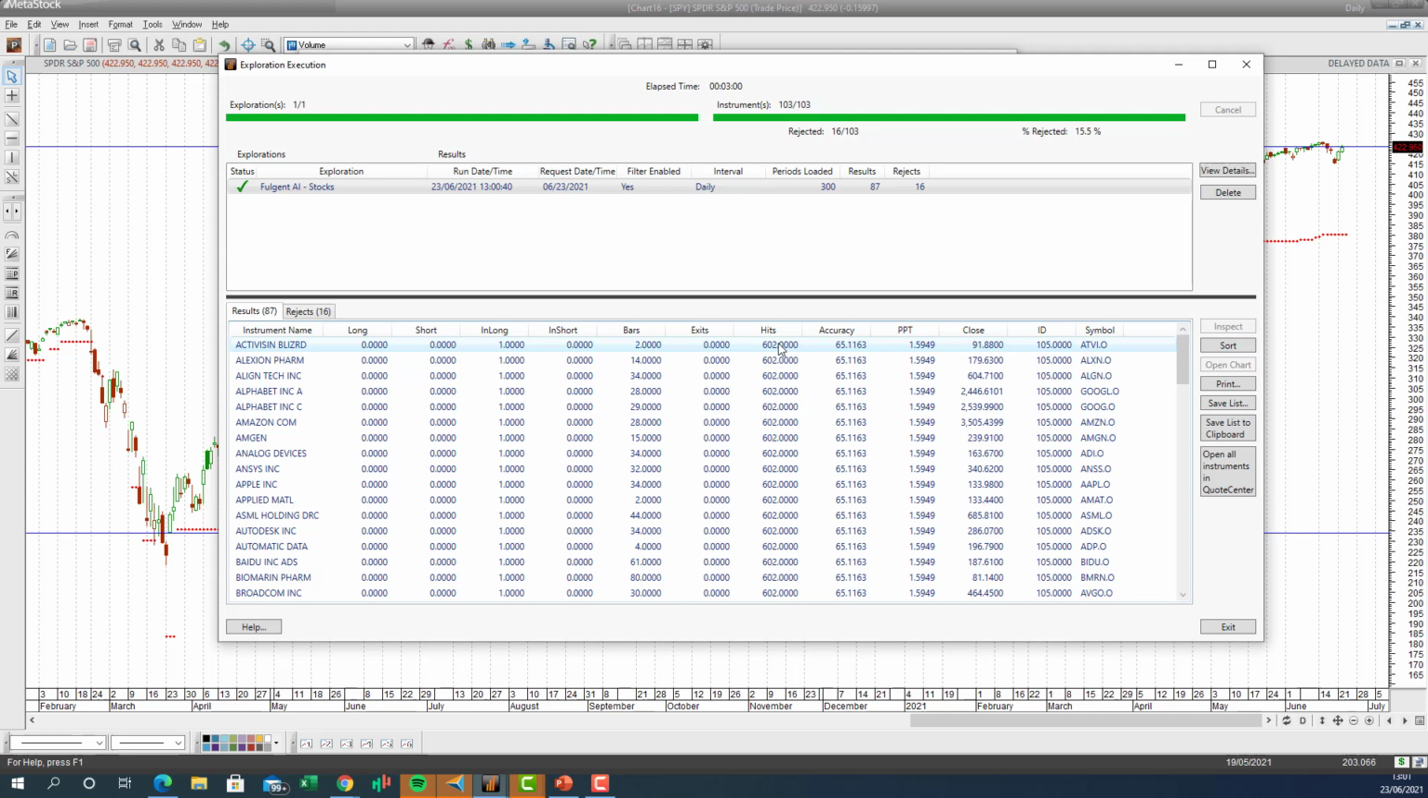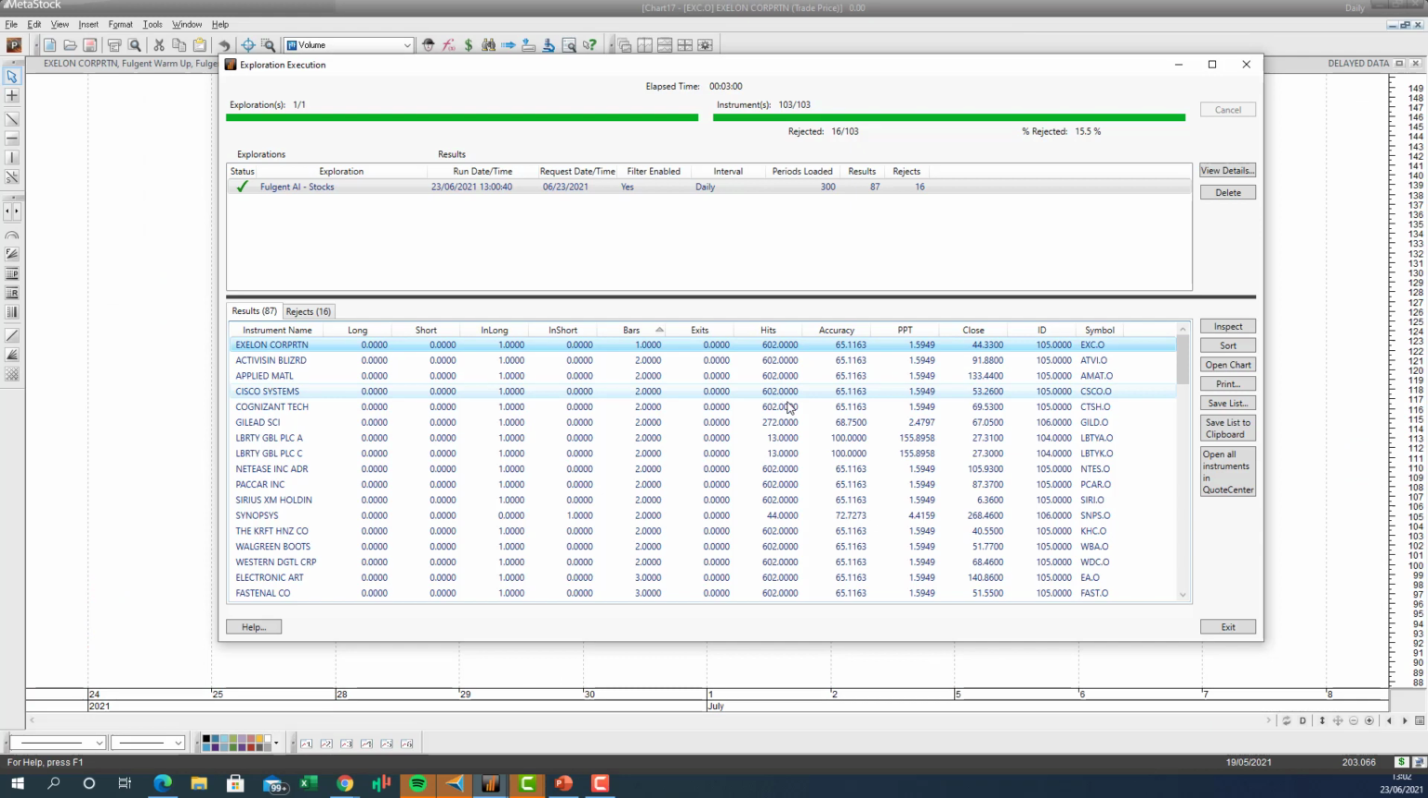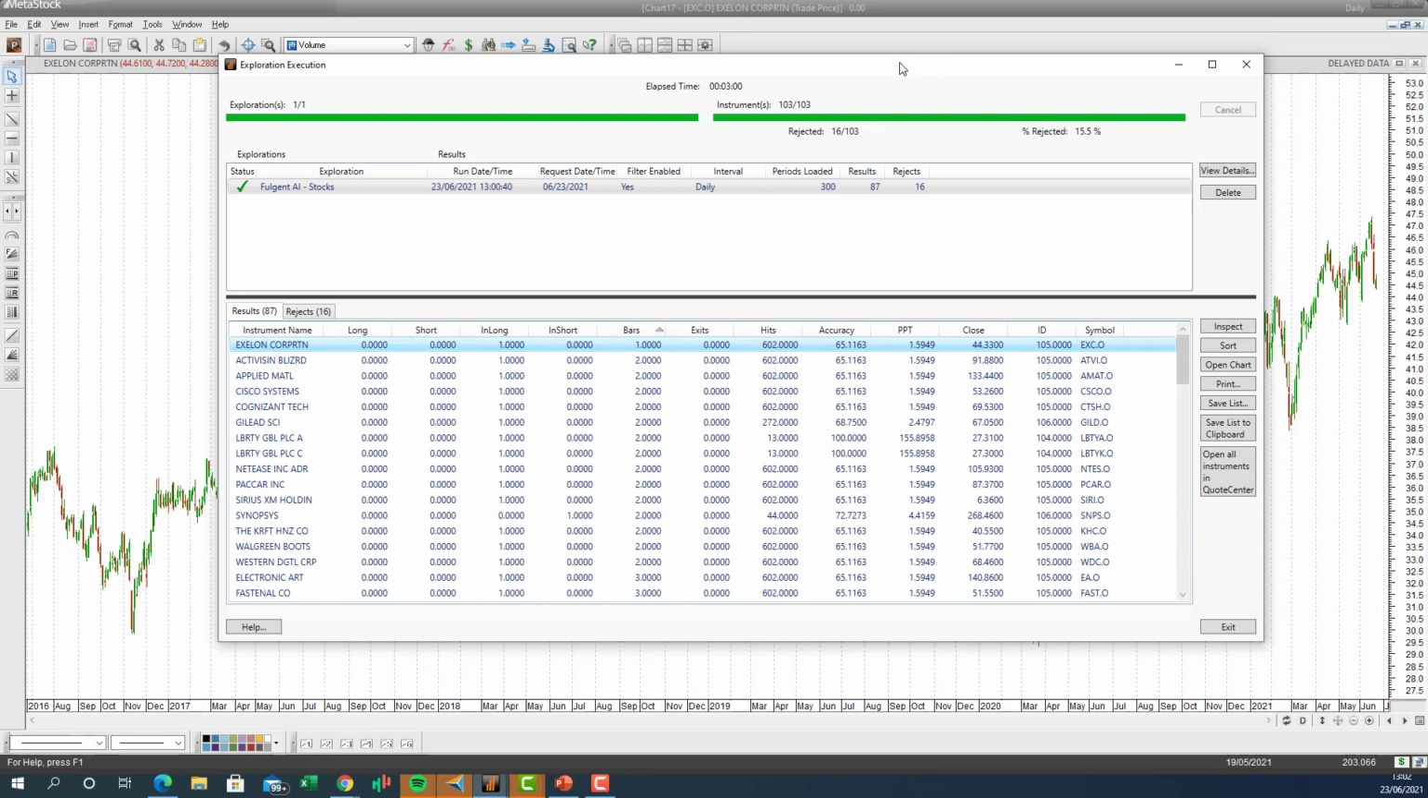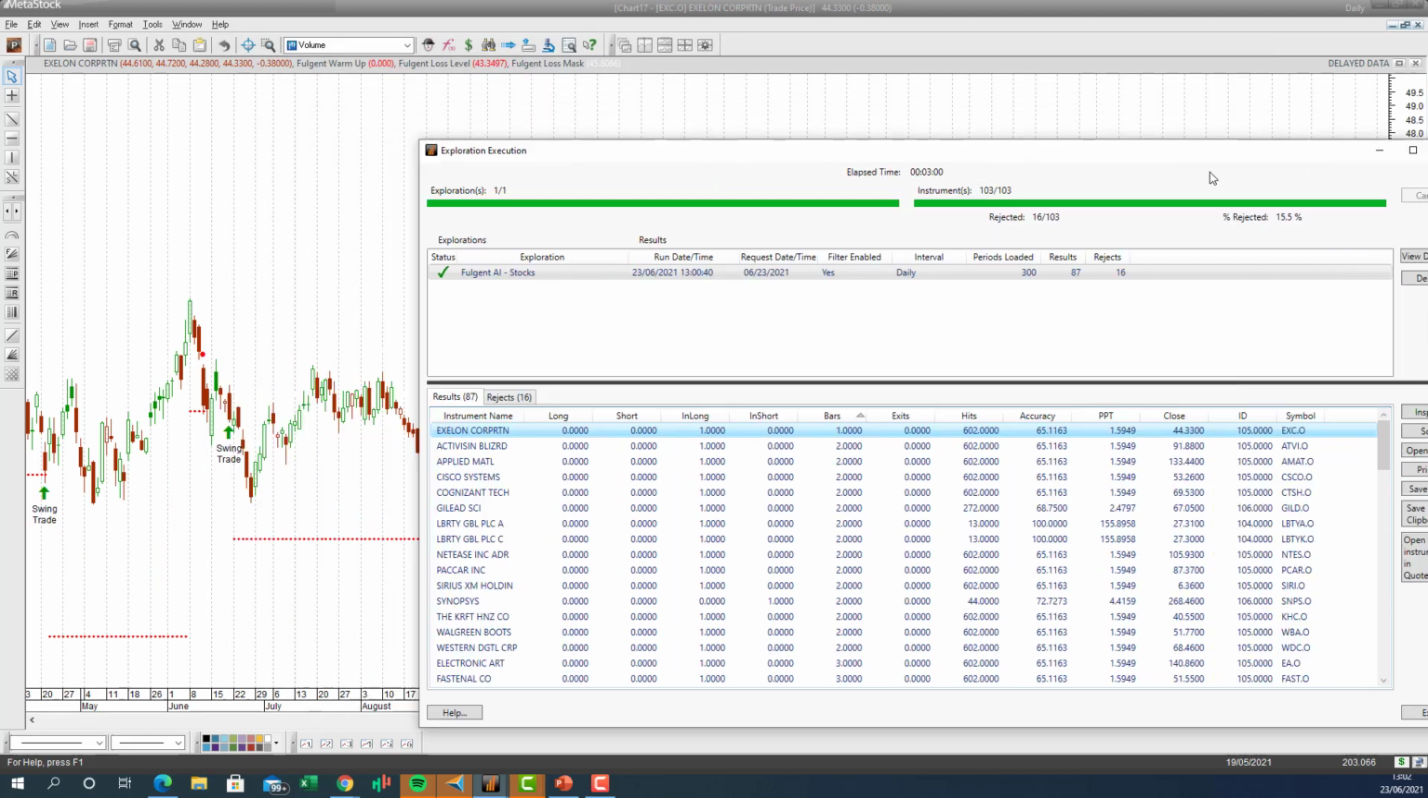It's code 105, which is a volatility breakout. 602 times in the testing period, and the accuracy on average of 65%, with 1.6% average profit per trade. So it's quite good trading statistics. So we're going to sort these by bars, most recent, Exelon Corporation. I'm going to move this to the other screen so we can see the list and the chart.